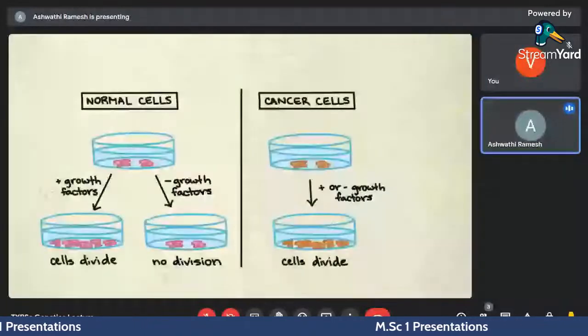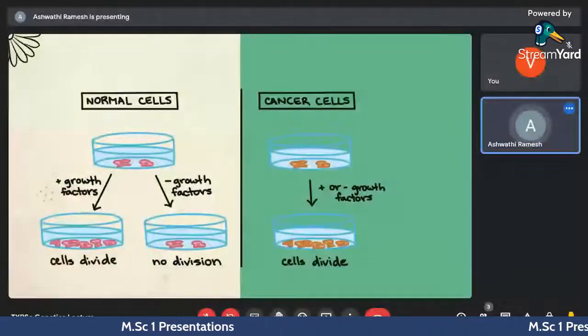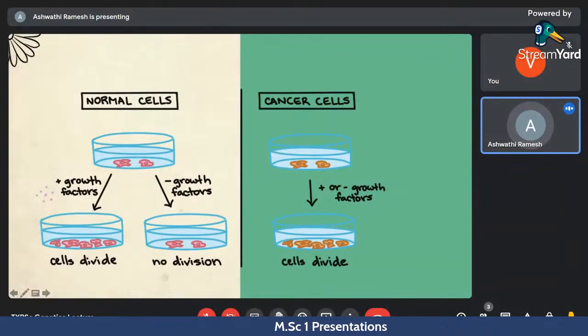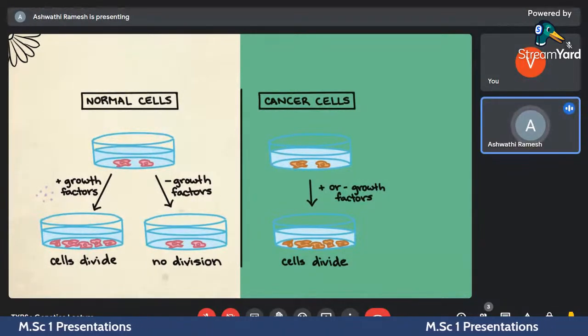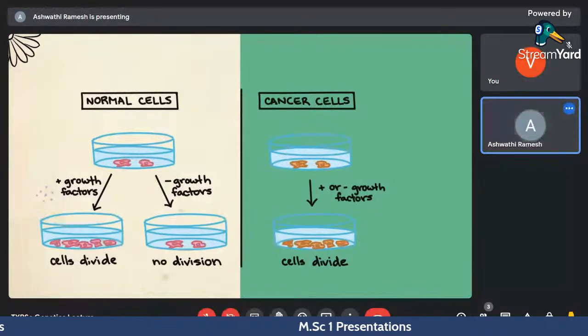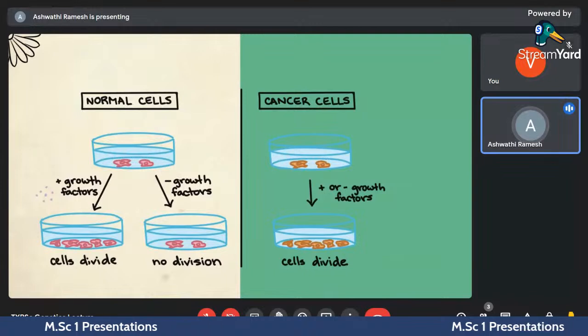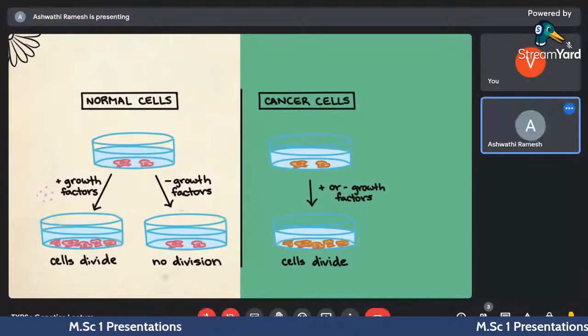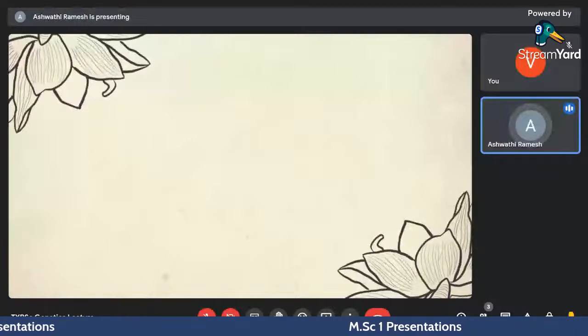This diagram explains how a normal cell, if we don't provide it a growth factor, would not divide. But a cancer cell is going to divide even if we don't provide growth factors, because it is a property of cancer. Cancer is basically an uncontrolled division of abnormal cells. There are four major types of cancers: carcinomas, sarcomas, leukemia, and lymphoma.